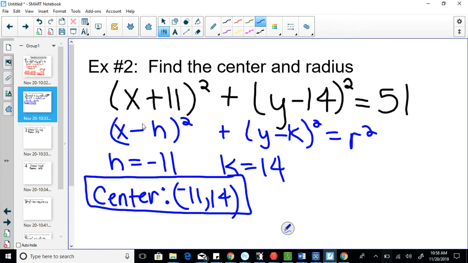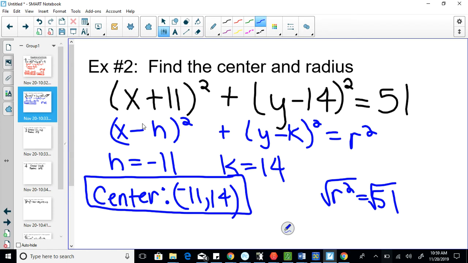Once again, it's equal to 51, so r squared equals 51. I want to find the square root of both sides. Now this one's different because I cannot find the square root of 51. If I can, I try to break it down with a factor tree to see if I can simplify it.